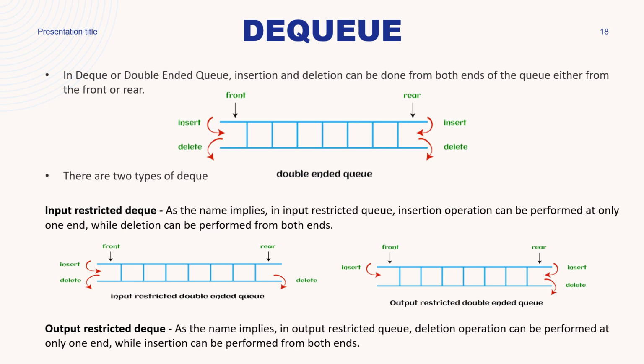Now DQ. DQ means double-ended queue. Here the insertion and deletion can be done from both ends, either rear or front. As you can see in the image here, we can insert from the rear as well as the front end, or remove from the rear as well as the front end. There are two types of DQ, that is input restricted DQ and output restricted DQ. Input restricted DQ means input is restricted to the rear end, and output restricted means output is restricted to the front end.